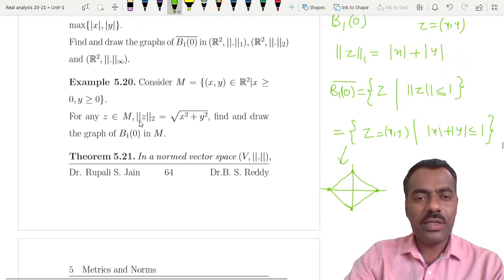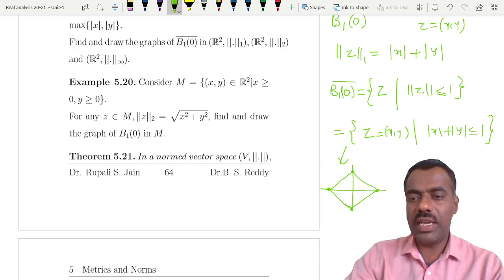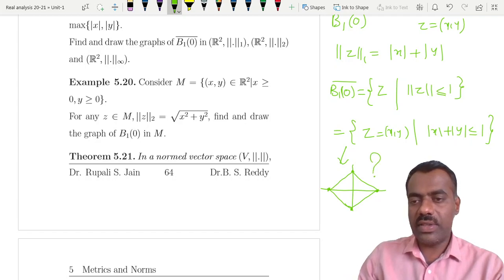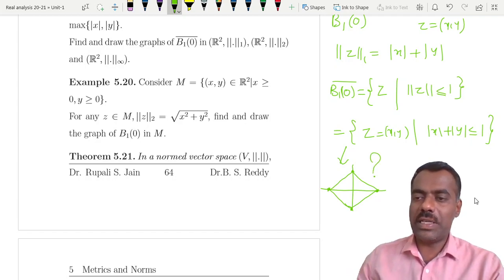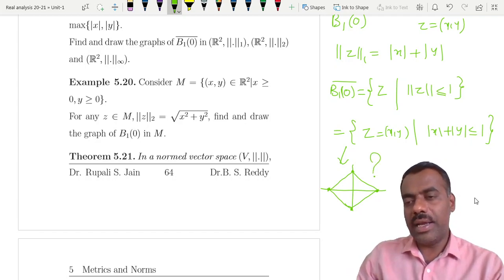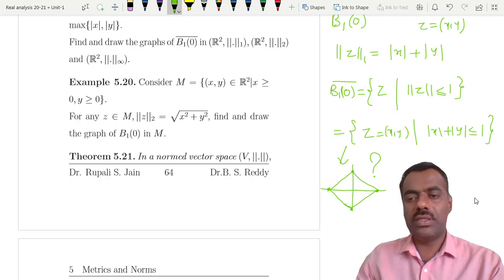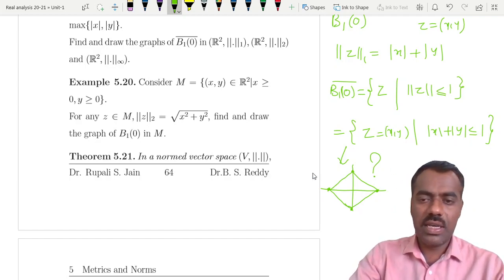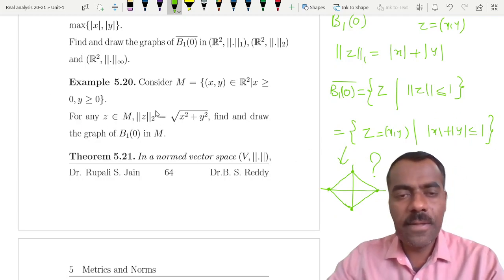Similarly, for norm 2 and the infinity norm, try to find what values we get here, and check whether this is the correct one or not. x plus y equal to 1, minus x plus y, and so on. Take the four different values and see whether you get these values or not. Okay, fine.